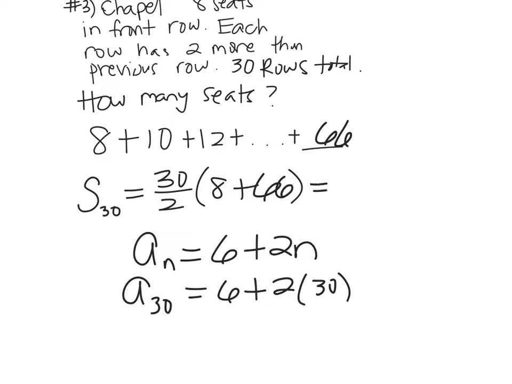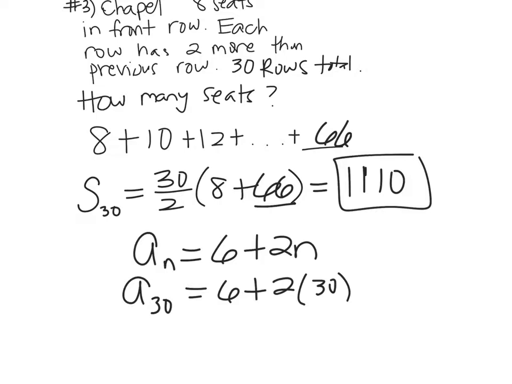Now in Algebra 2, you might have made the mistake that kids make. They plug in 30 for this number right here, but that's not how many seats are in the 30th row. You plug 30 in to find out that there's 66 seats. Did you like this chapter back then? Note to self, nobody said anything. All right, so you get 1,110 seats.